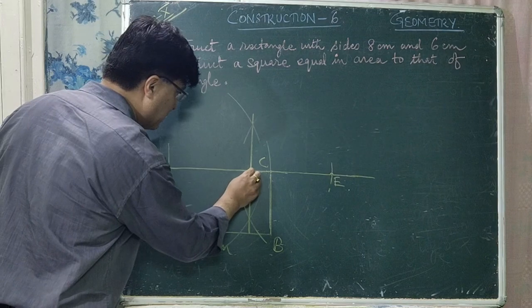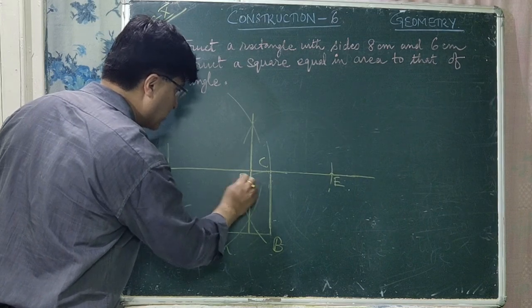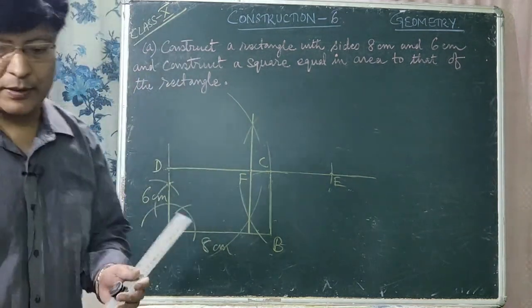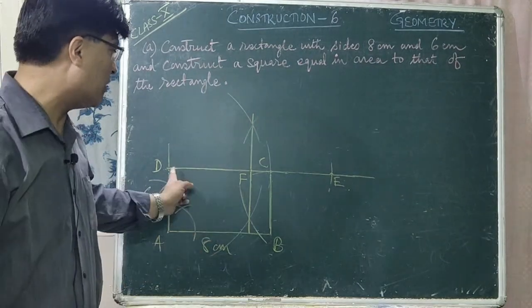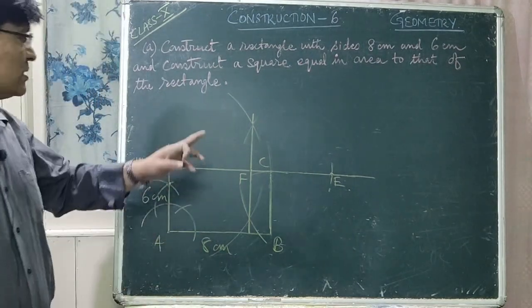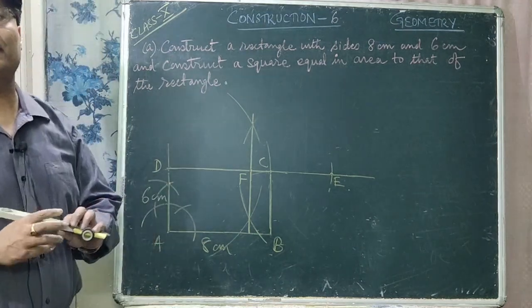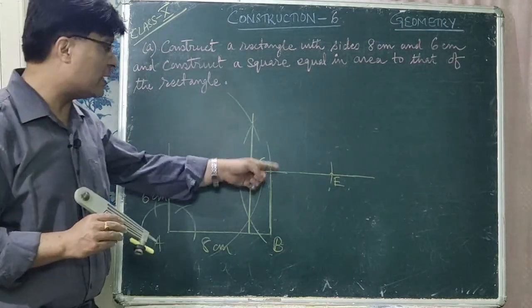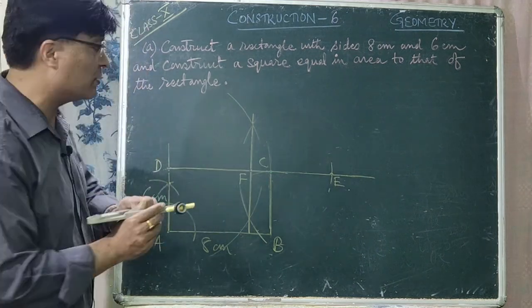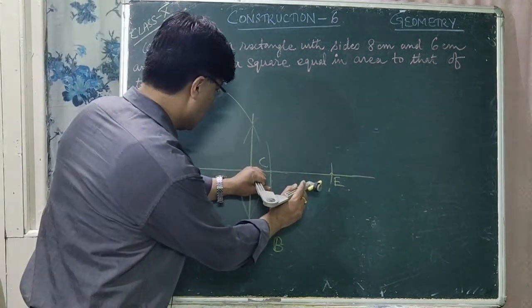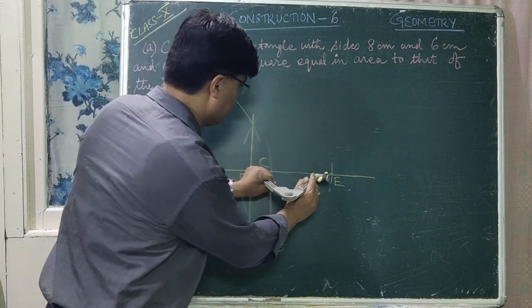Suppose this point is F. So F is the midpoint of DE. This F will be the center of the semicircle also. Now you have to draw a semicircle with F as the center and FE as the radius of the semicircle. Now measure this FE.